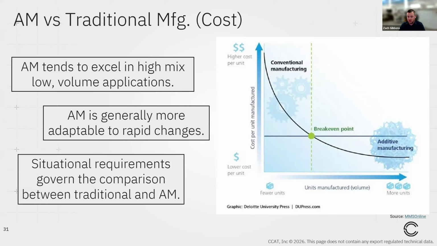Situational requirements govern the comparison between traditional and AM. One thing I love to say when it comes to cost or anything else when we're talking about additive is it really comes down to the specific part, the specific application we're talking about, to actually make a good comparison back to traditional manufacturing as to whether it would be good to move that towards additive.